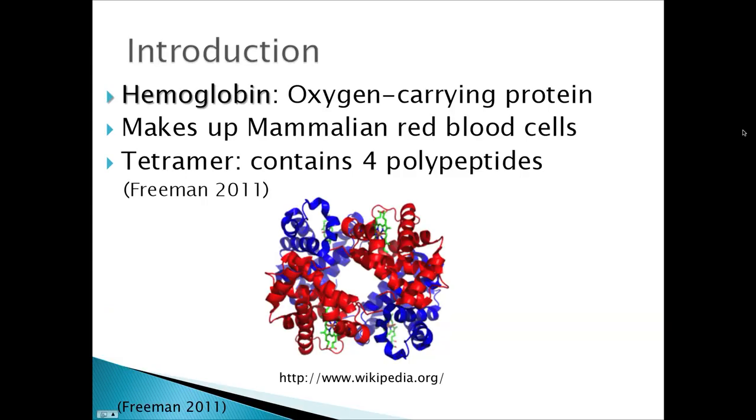Before we get into our topic, I will explain some important background information you need to be familiar with in order to understand. Hemoglobin is an oxygen-carrying protein. It is the main oxygen carrier molecule in blood, and mammalian red blood cells are filled with approximately 280 million copies of them. Pictured here is its quaternary structure.